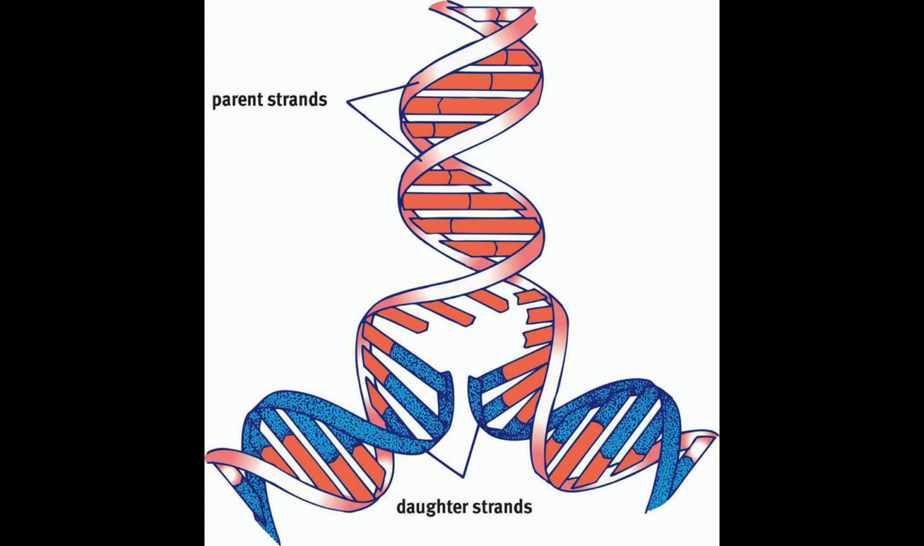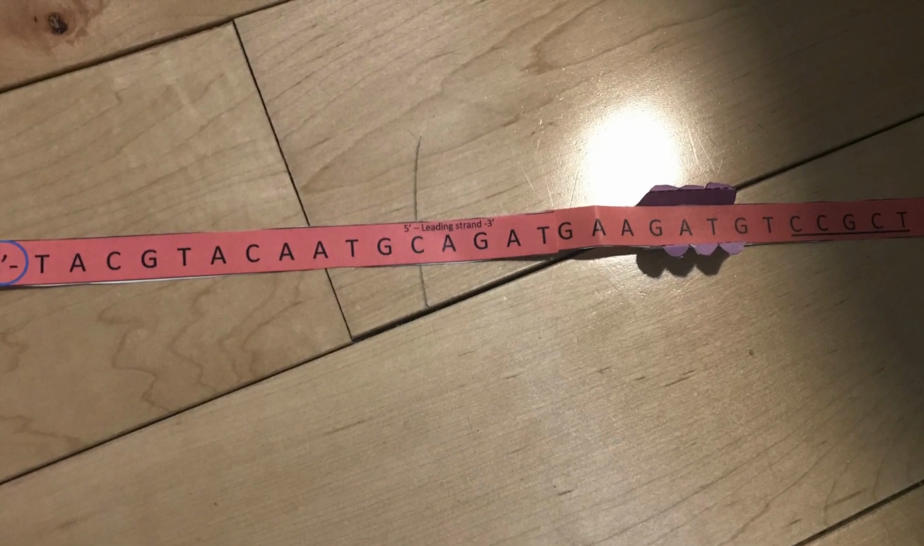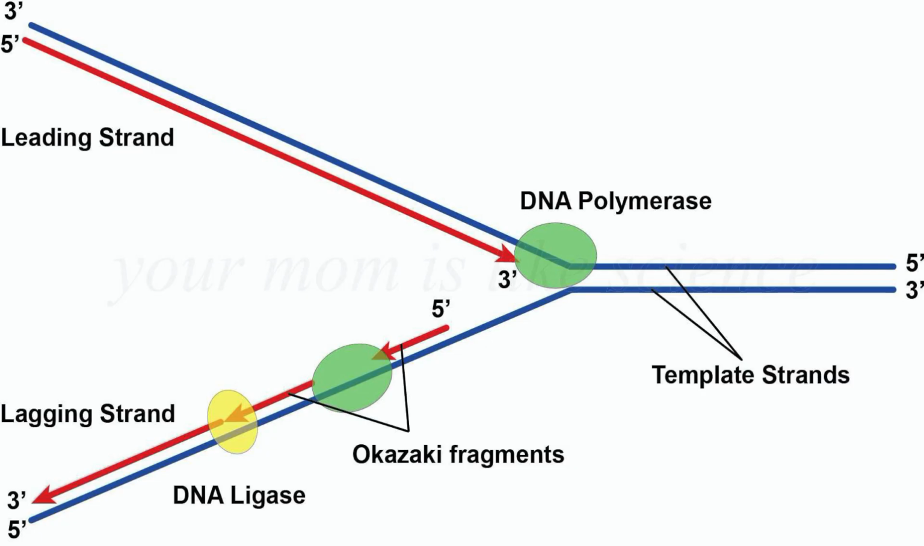The DNA daughter strand that is being synthesized continuously by DNA polymerase is known as the leading strand. This strand is oriented in the 5' to 3' direction. This strand also faces the direction of the replication fork.